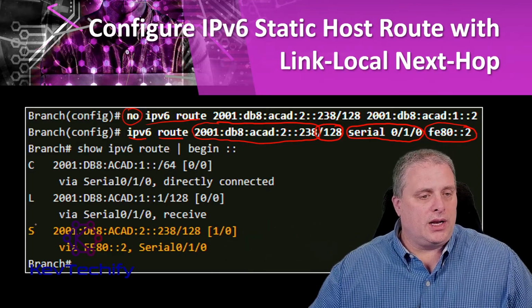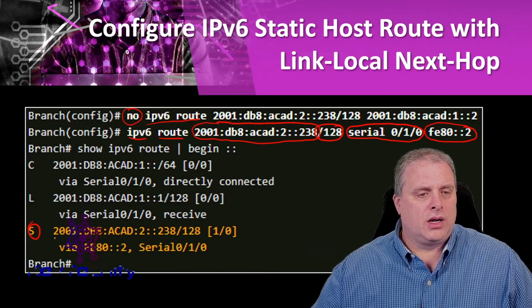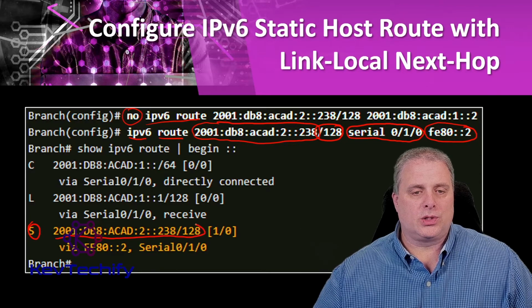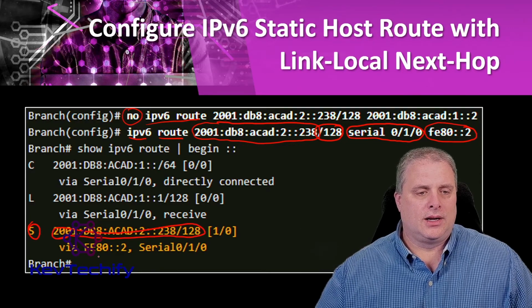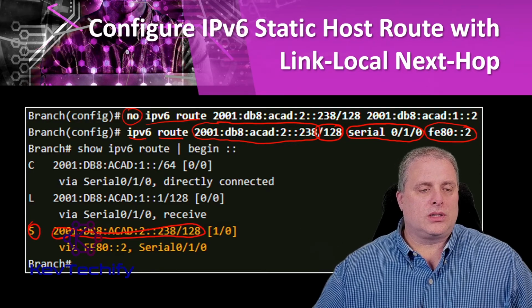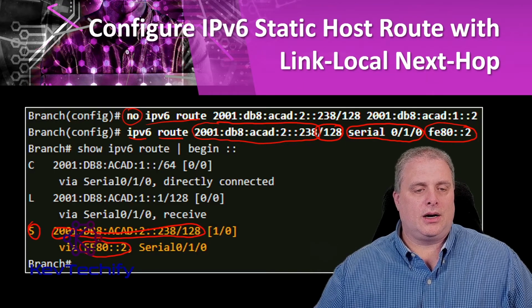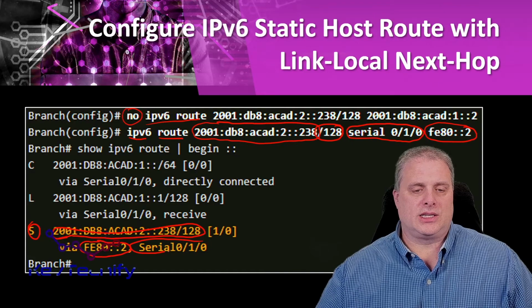Doing a show command here, we have a static route. We have our destination address matching all 128 bits of it. And then it goes out and then it goes to the next hop IP address here, and we specify the exit interface.